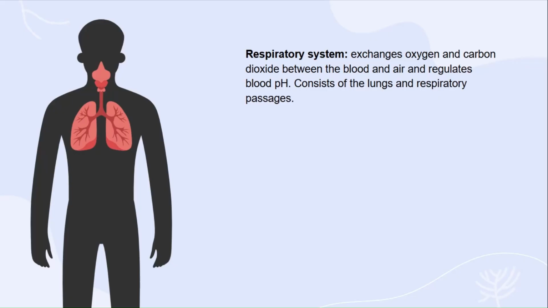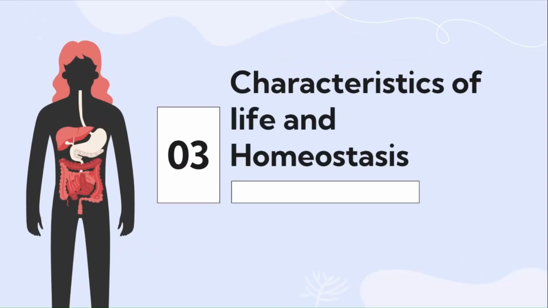Lastly is the respiratory system. The respiratory system exchanges oxygen and carbon dioxide between the blood and air and regulates blood pH. It consists of the lungs and the respiratory passages.